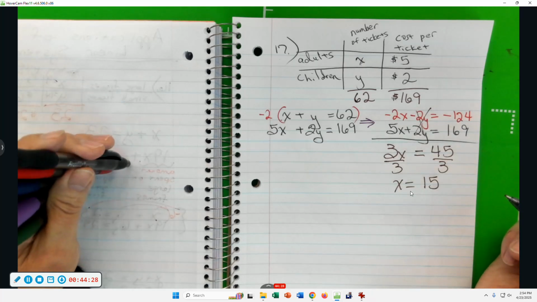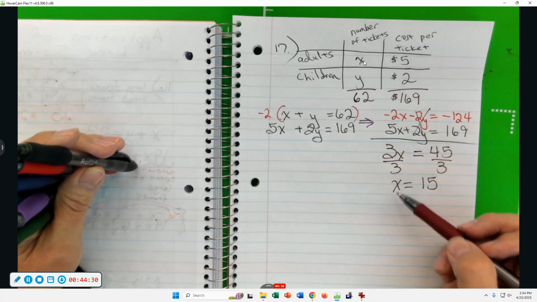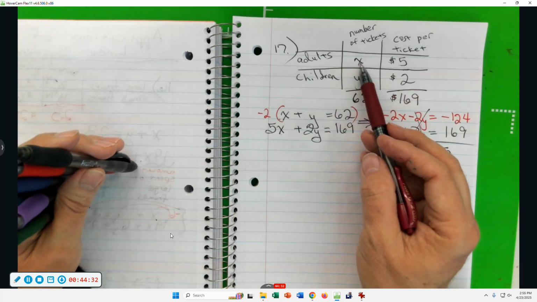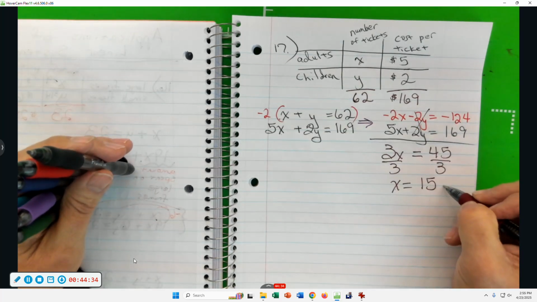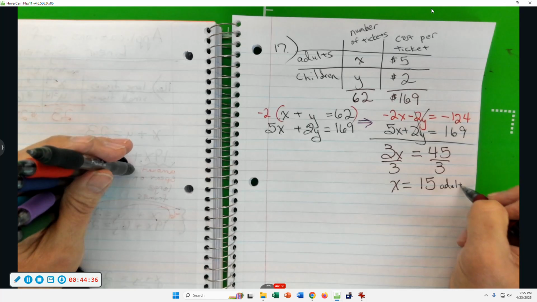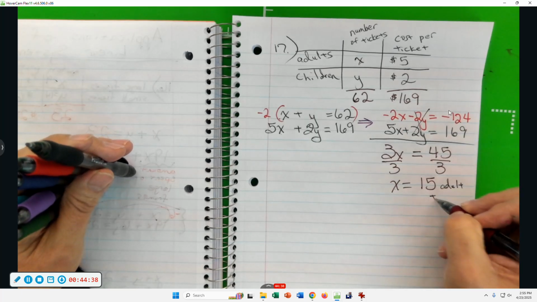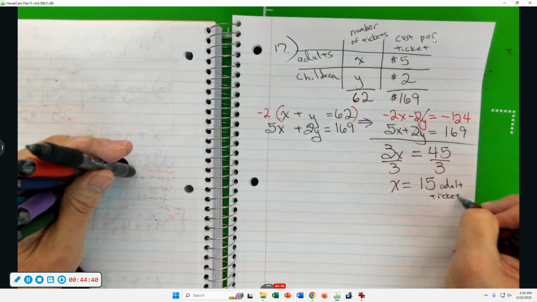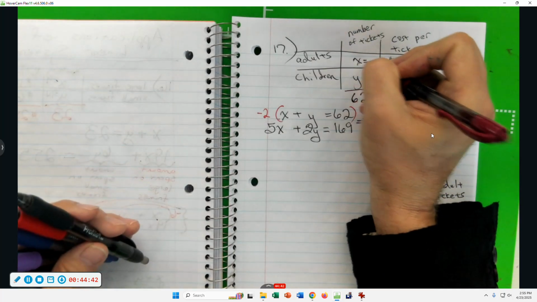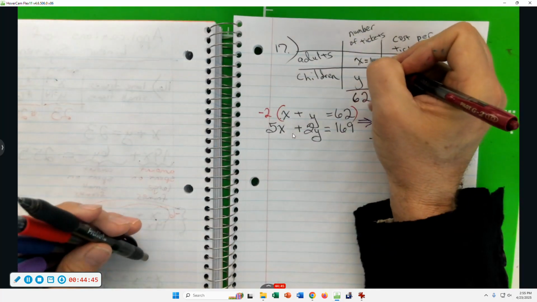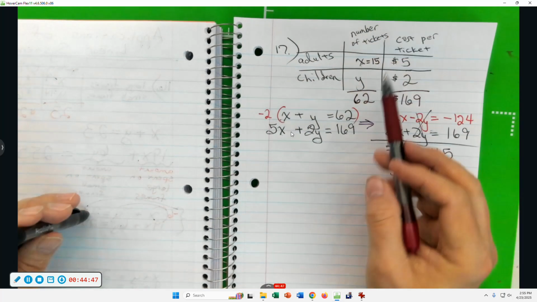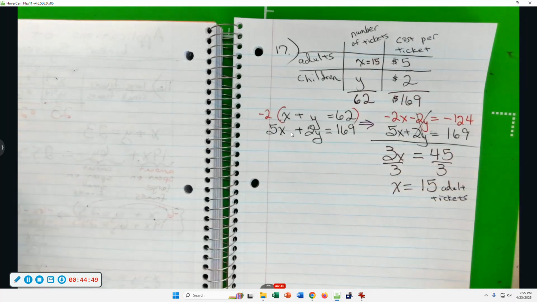Which one? Adult. Remember, X is the number of adult tickets. So 15 adult tickets. You can make a column over here that says answer. I know one semester we did that. Yeah, but I like doing it like this. I like putting it right here. Can y'all read that? We now know the X value, it's 15.